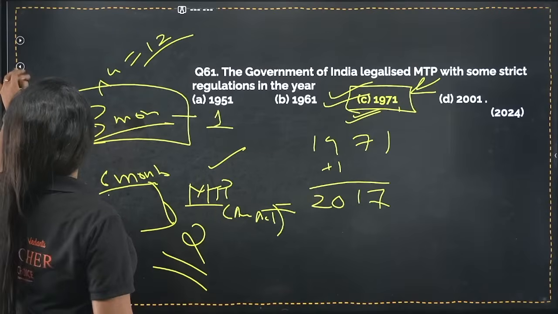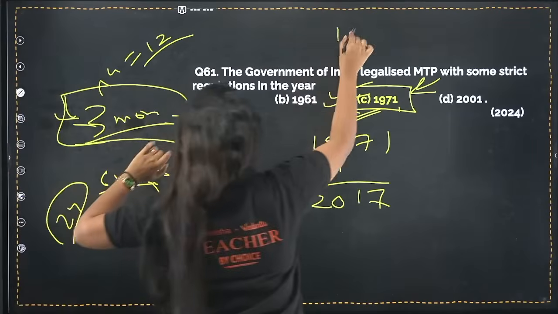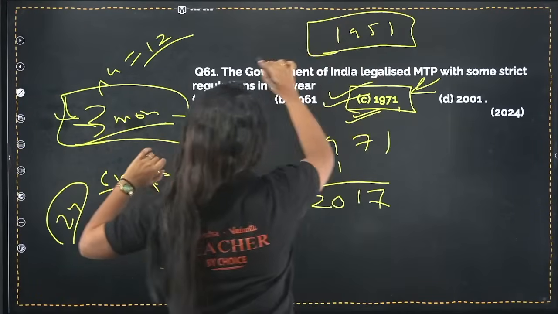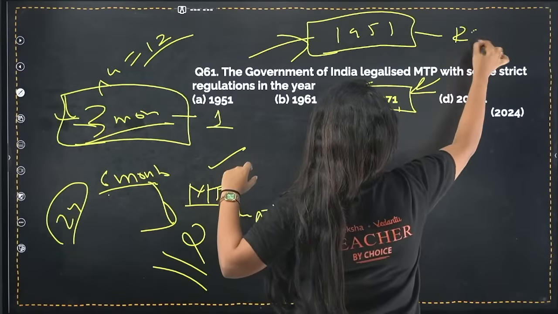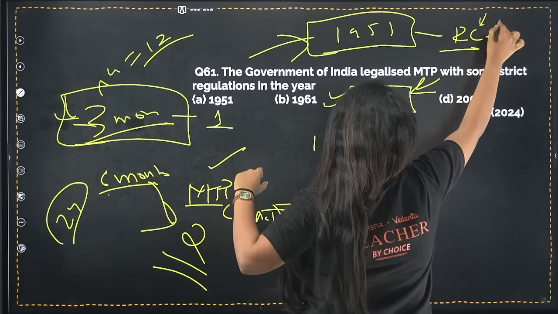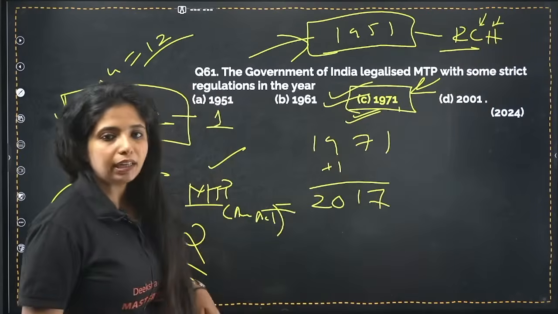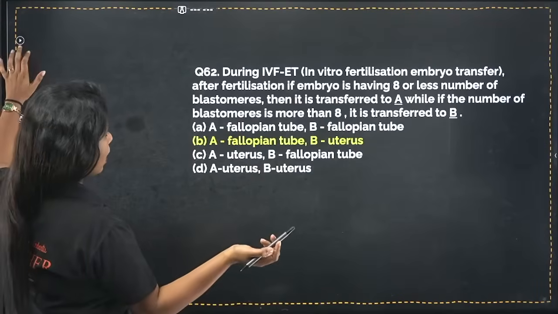Okay. Since we are talking about years, I'll talk about one more year, 1951. Family planning was introduced in 1951, and they also came up with RCH, Reproductive and Child Healthcare Program. That is also something that you have to remember.